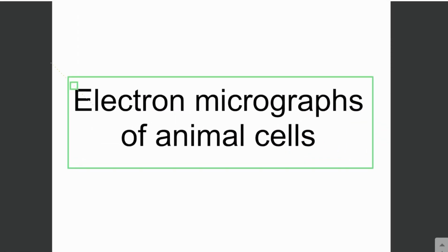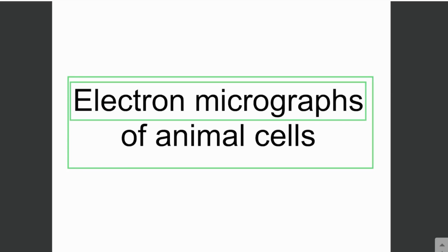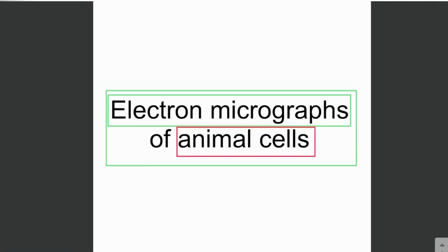So what are electron micrographs? These are the pictures taken from the electron microscope. So simply, we will be discussing the pictures of the animal cells taken from the electron microscope.